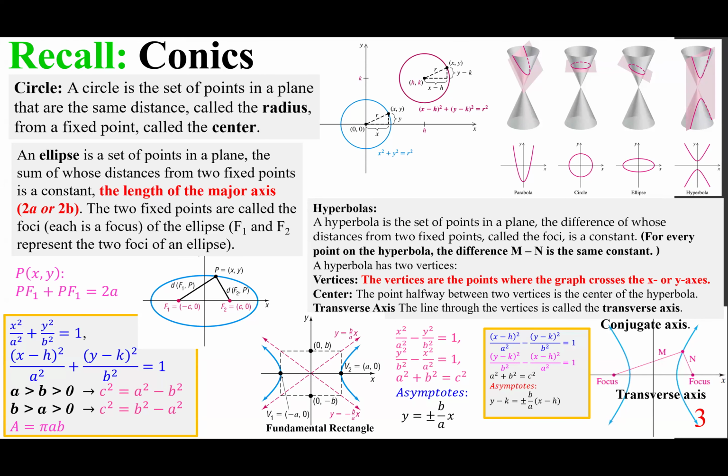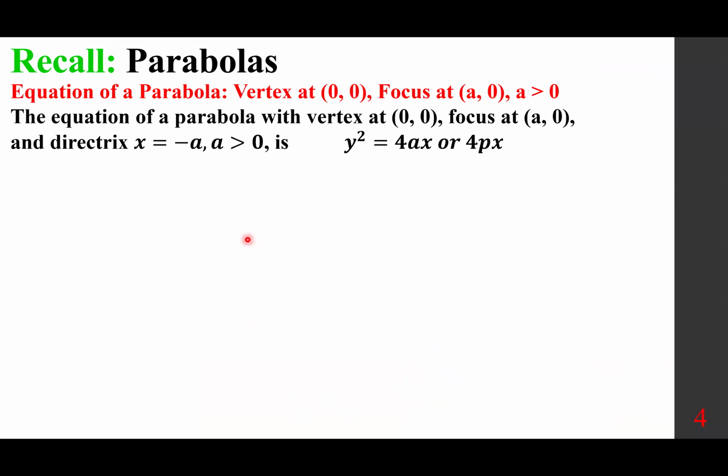Parabolas. Equation of a parabola where the vertex is at 0, 0 and the focus is at (a, 0), a larger than 0. The equation of a parabola with vertex at 0, 0, focus at (a, 0), and directrix x equals minus a, with a larger than 0, is y squared equals 4ax or 4px. I'm going to discuss the a and p with you in a moment.